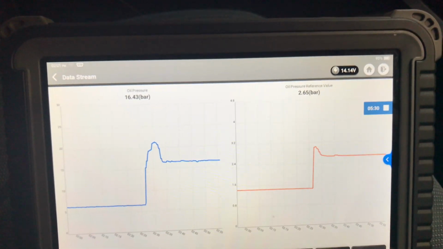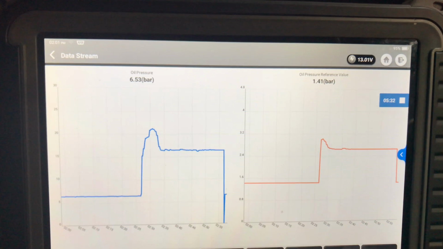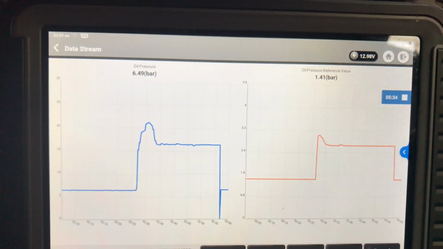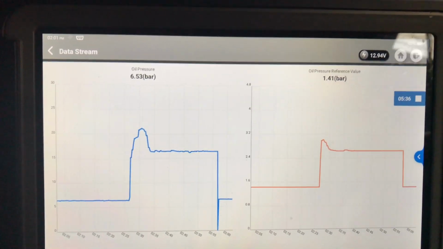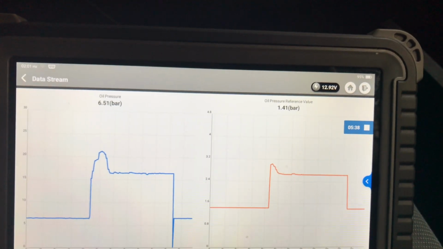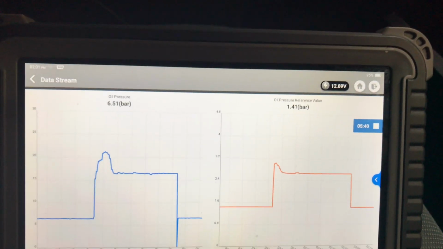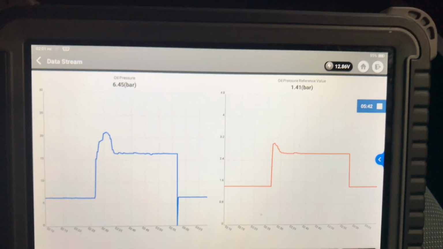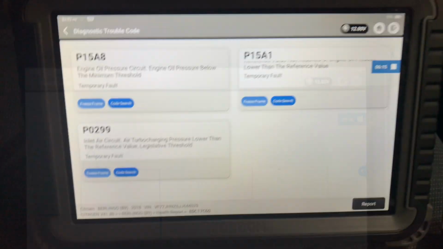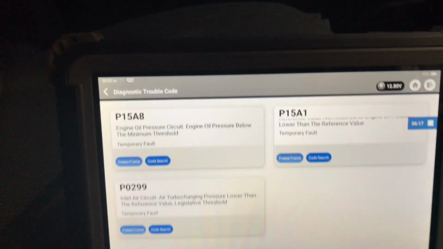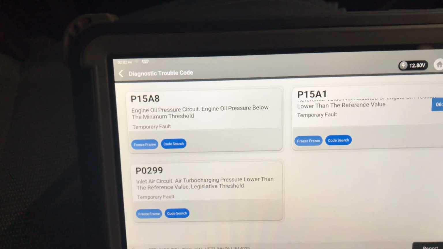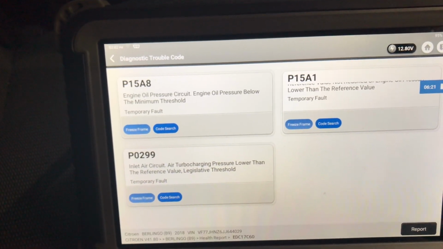So here's a decay. So it dropped down to 0, did you see that? Or maybe that's when I turned the key off. Right, let's phone a friend. Before we phone a friend, let's see, it says they're temporary faults, but it's complaining about the oil pressure being below.